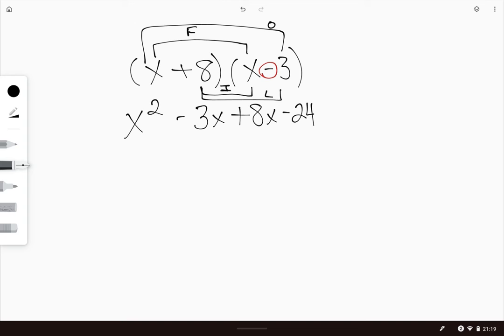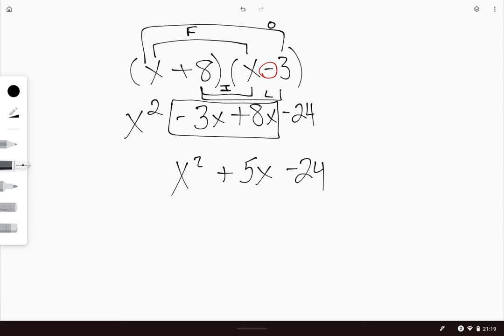All right. So now the final step that I need to do is to write this polynomial in standard form. So in order to write it in standard form, I need to combine these like terms. So that's going to give me x squared. Negative 3x plus 8x is going to be plus 5x minus 24. All right, so that is the answer to x plus 8 times x minus 3.